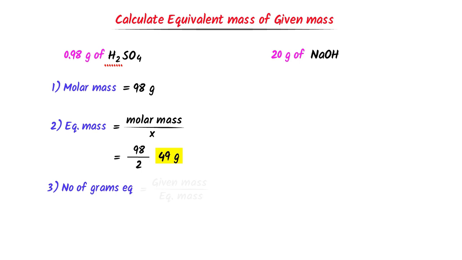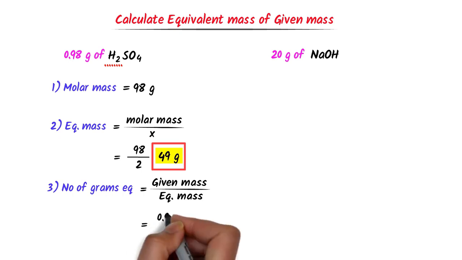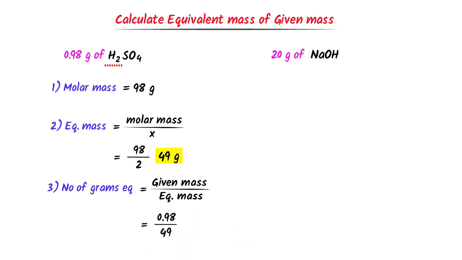Now listen carefully. The formula of number of grams equivalent is equal to given mass upon equivalent mass. We can see that the given mass is 0.98 gram and the equivalent mass is 49 gram. Thus I plug in all these values in this equation. After calculation, I get 0.02 gram. Now listen carefully. If I ask you, what does this 0.02 gram means? Can you answer it?